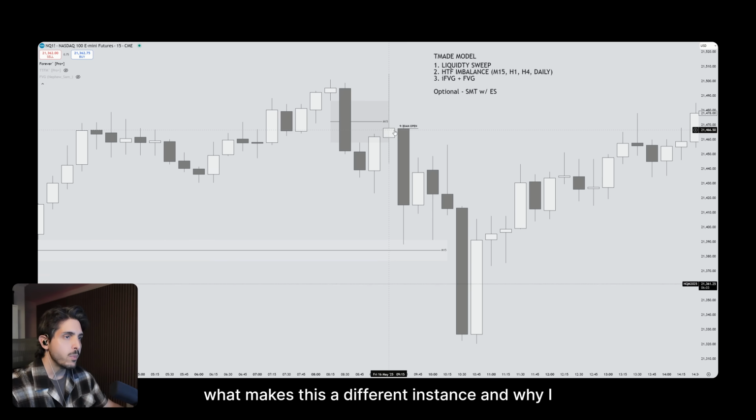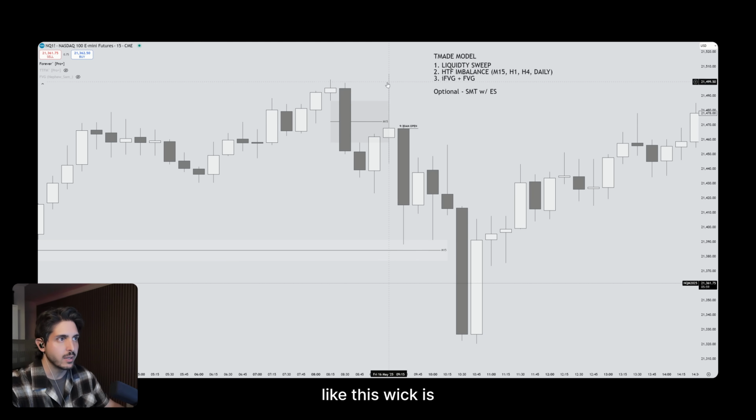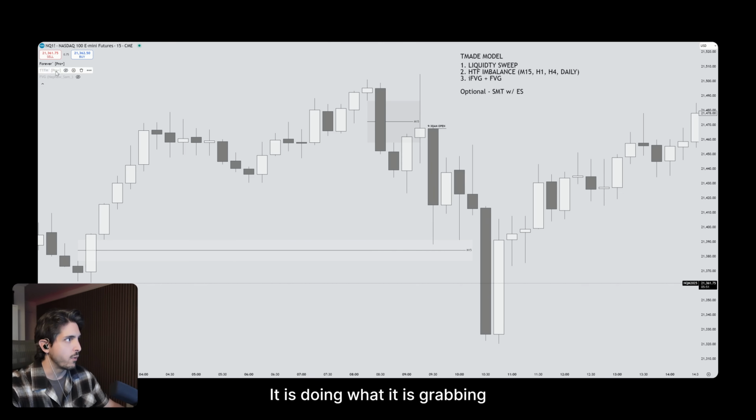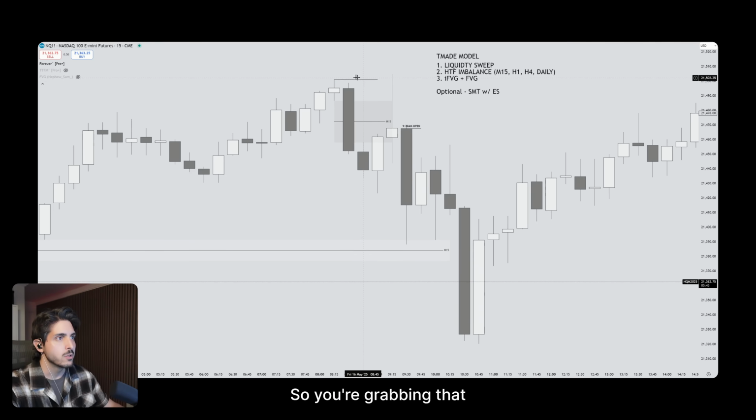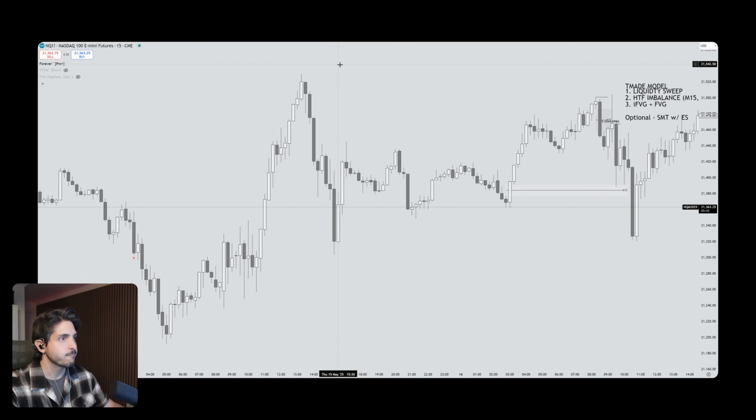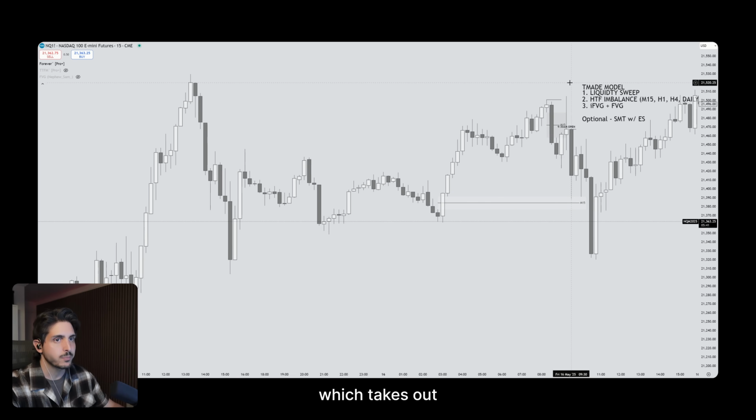But what makes this a different instance, and why I like this wick, is because this wick creates the first thing I look for in my trade. It is grabbing liquidity from up here. So you're grabbing that liquidity from here, which takes out all of this liquidity as well.